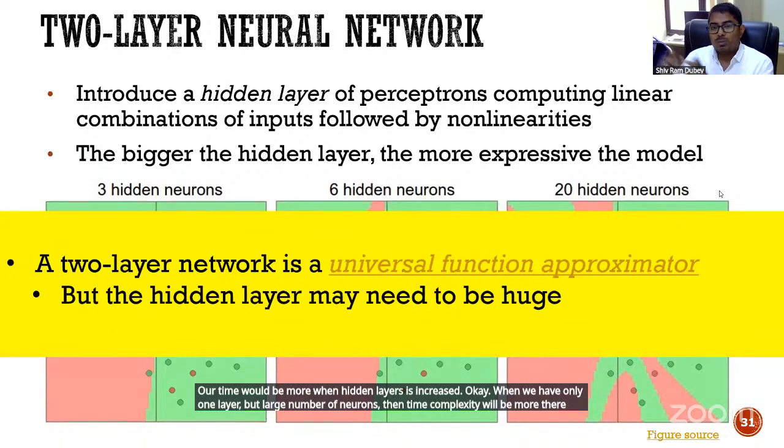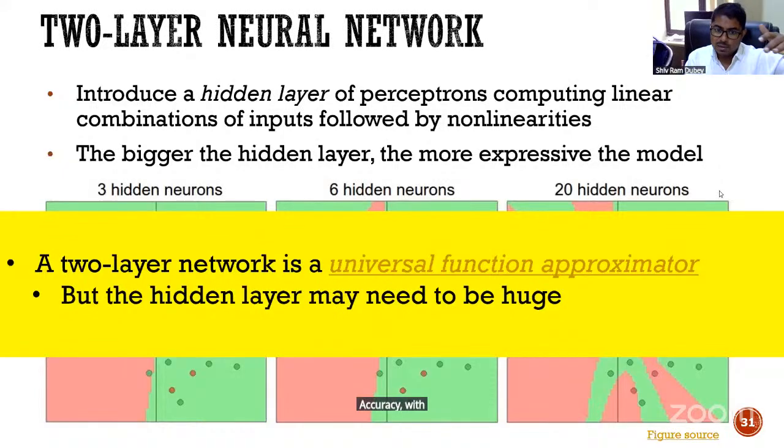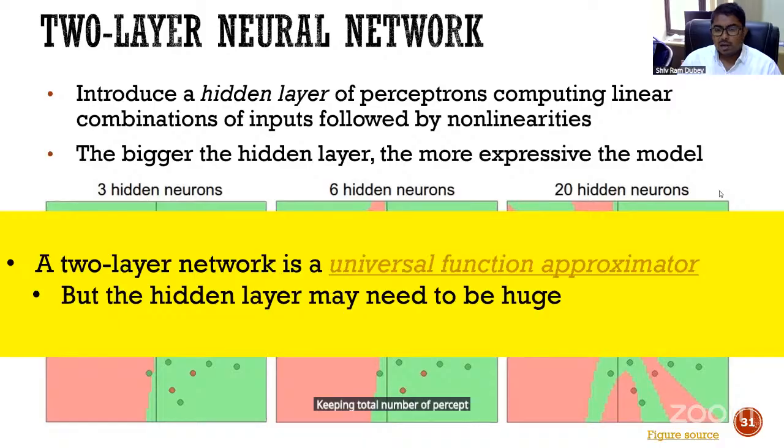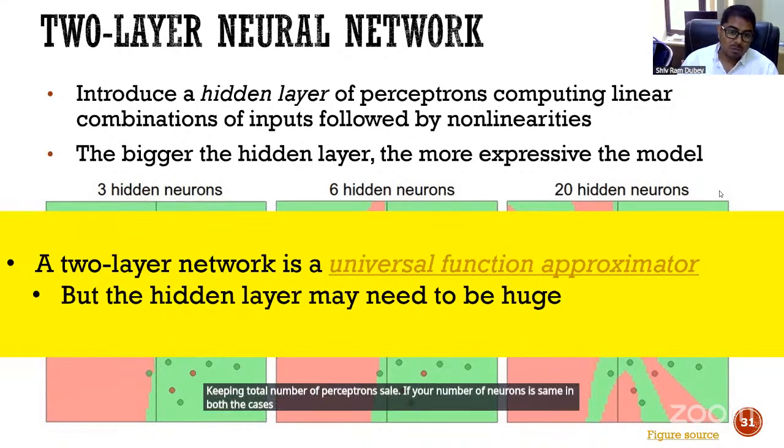If you want to match similar accuracy with a large number of neurons, you can use more layers but with fewer neurons, and then even with less time, with fewer neurons, we can get a similar level of accuracy, keeping the total number of perceptrons the same. If your number of neurons is the same in both cases, then which one will take more time?